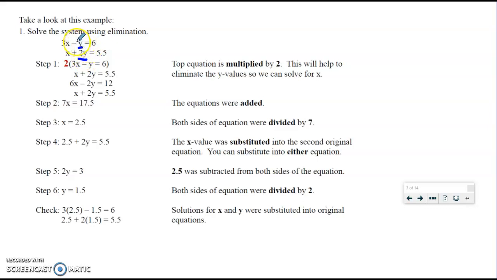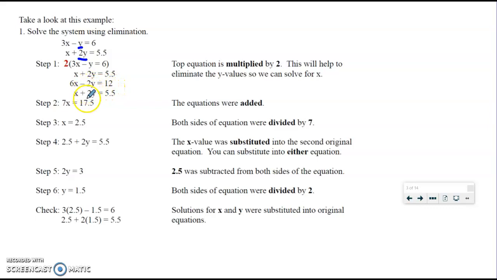Well, right now there's a -1 in front of this y, and then there's a 2 in front of this y. So in order to make these two opposite, I could multiply this top equation by 2 because it'll make it the opposite of 2y. Because if I multiply 2 by -y, it makes it -2y. So I multiplied this first equation by 2 to create a new equation, 6x minus 2y equals 12.